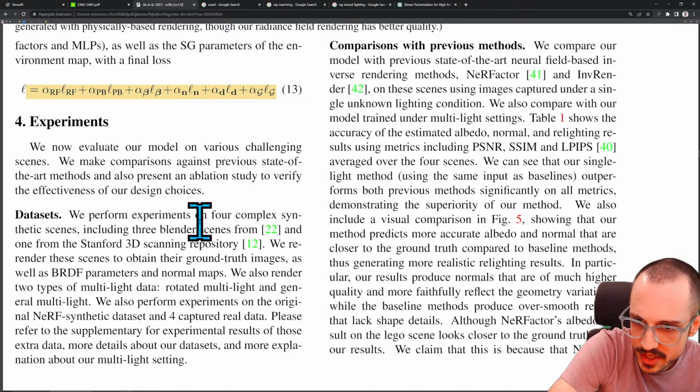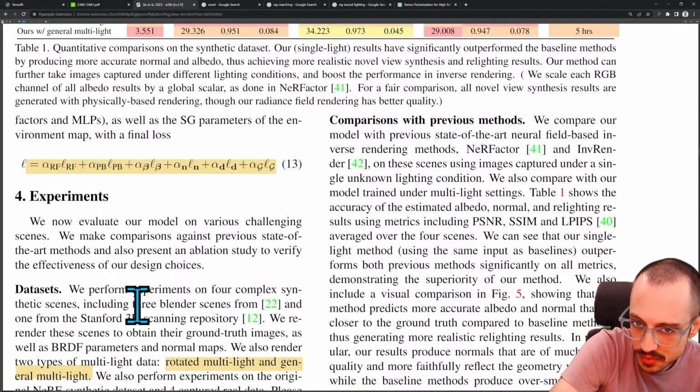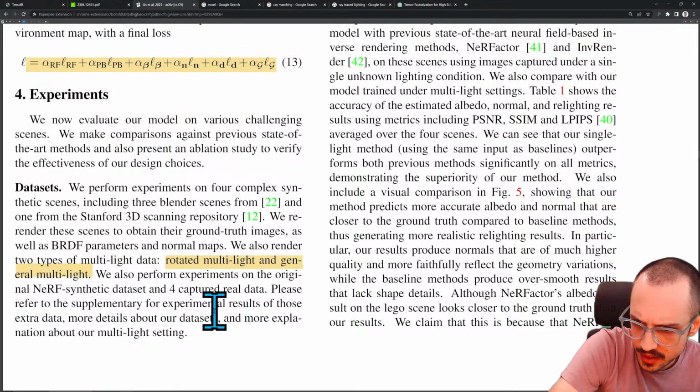We perform experiments on 4 complex synthetic scenes, including 3 Blender scenes and Stanford 3D scanning. We render two types of multi-light data, rotated multi-light and general multi-light. So that's the two things that they're comparing to there. We also perform experiments on the original NERF synthetic dataset.